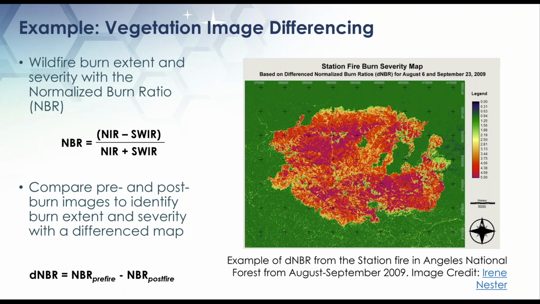So this approach involves calculating the normalized burn ratio for each image and then subtracting the post-fire normalized burn ratio image from the pre-fire normalized burn ratio image. So this gives you that change image, and in this case, it shows you where the fire occurred, of course, and then the severity of that fire.